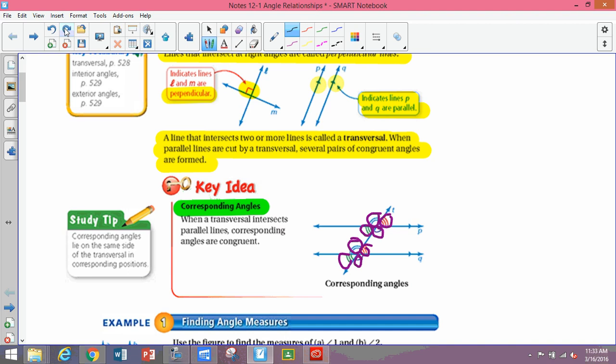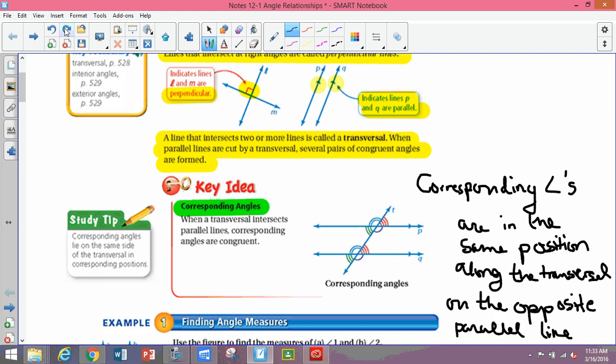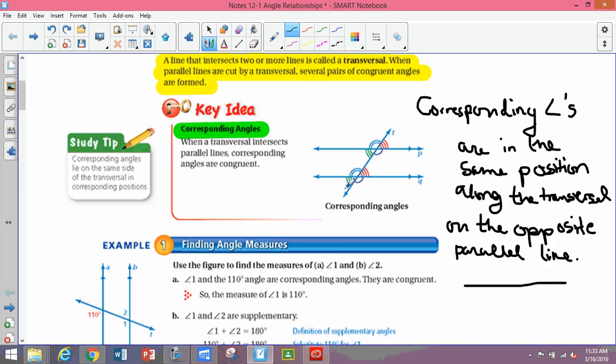Corresponding angles are a set of angles that we're going to talk about. Corresponding angles are in the same position along the transversal on the opposite parallel line. Okay, that's what corresponding angles are. So if you start at the top parallel line, you look at the bottom. If you start at the bottom, you look at the top for your corresponding angle. So here you have the green equals the green, red equals the red, blue equals the blue, and purple equals the purple. Those are corresponding angles.